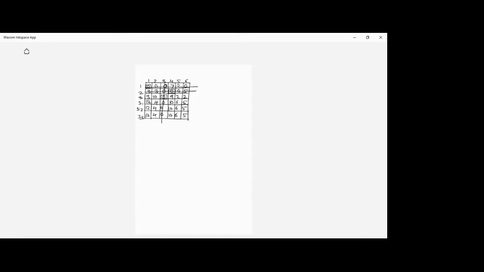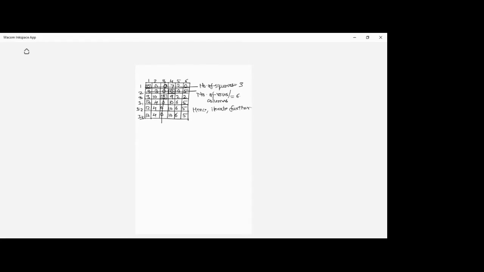Now we are going to check whether the obtained solution is optimal or not. The number of squares that we have is 1, 2 and 3, right? And the number of rows or columns that we have is equal to 6, right? So hence we'll have to iterate further.